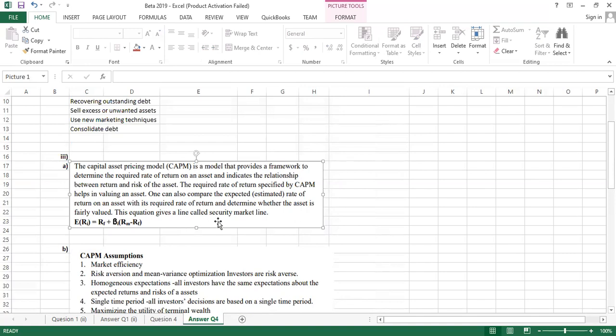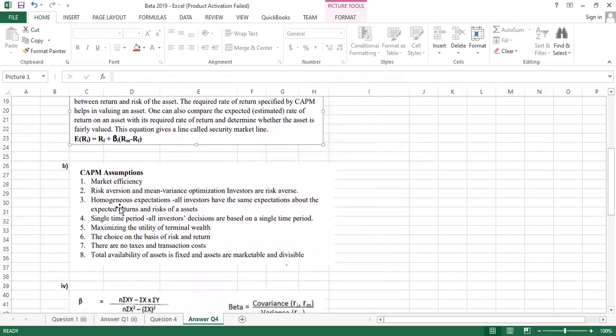One can also compare the expected estimated rate of return on an asset with its required rate of return and determine whether the asset is fairly valued. This is the definition of CAPM. They have also given the formula. We already discussed question number 1, part 2.